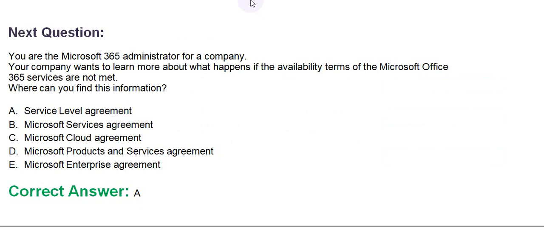Moving towards the next question. You are a Microsoft 365 administrator for a company. Your company wants to learn more about what happens if the availability terms of the Microsoft 365 services are not met. Where can you find this information?